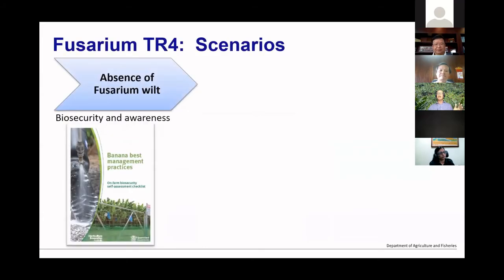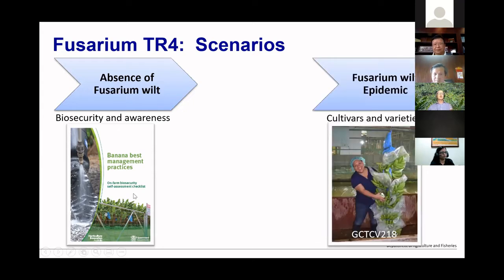In each of these scenarios, the management of Fusarium wilt changes. And when the farm is free from disease, the emphasis should remain on biosecurity and doing everything possible to remain disease-free. However, as this is a long-lived soil-borne disease, there are numerous pathways onto the farm, and the end point is when growers need to consider alternative cultivars like this photo, GCT-CV218, which is being used in the Philippines.